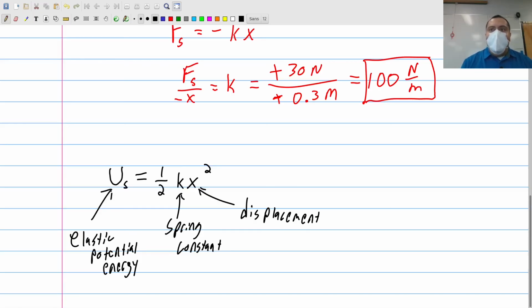So that's really all there is to it as far as springs and elastic potential energy go.